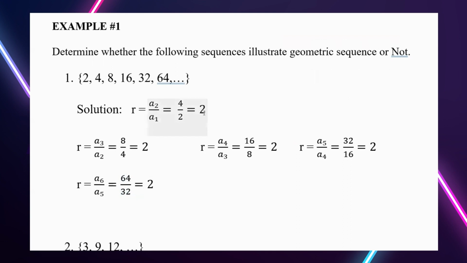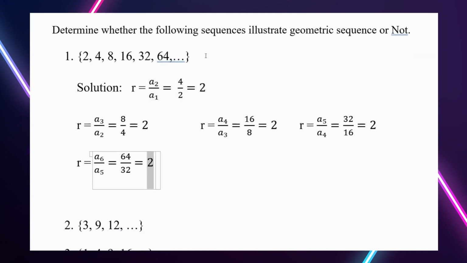So kung mapapansin natin, lahat ng common ratio ay positive 2. Ibig sabihin, ang conclusion natin dito sa ating sequence na given number 1, na 2, 4, 8, 16, 32, and 64, illustrate geometric sequence.